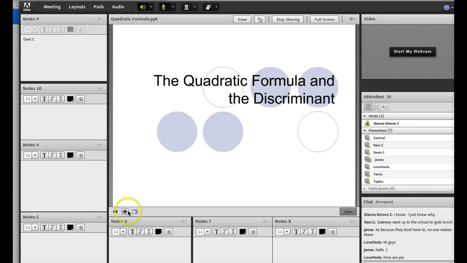All right, so let's talk about the discriminant. First off, before we start, anybody have any questions about anything so far?